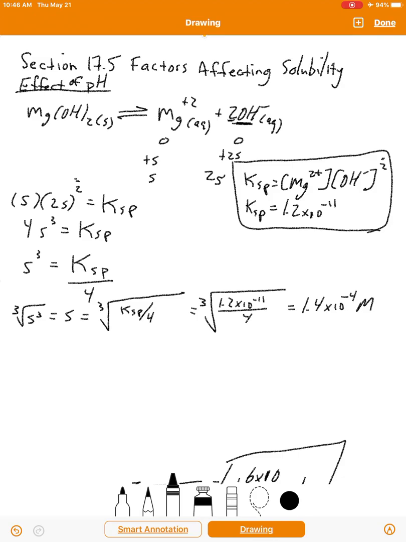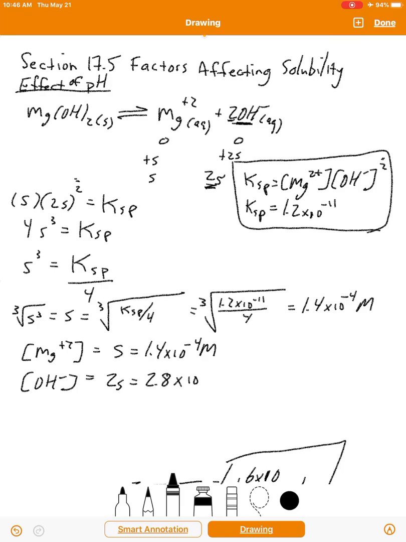Okay, now, here's the question. What is the concentration of magnesium? Well, it's S, right? So that's 1.4 times 10 to the minus 4 molar. What's the concentration of hydroxide? It's 2S, right? So that would be 2 times that. It would be 2.8 times 10 to the minus 4. So that's your hydroxide concentration.